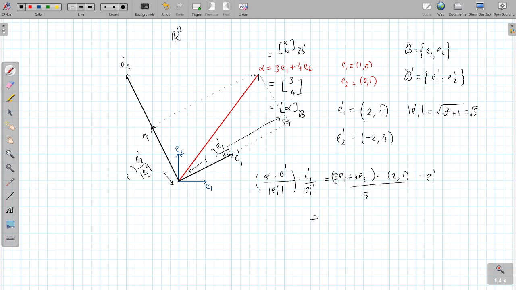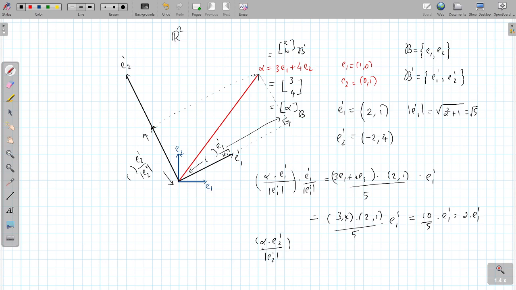So this is equal to, when you write 3 times e1 plus 4 times e2, that is (3, 4) dot (2, 1), divided by 5, times e1 prime. This is the vector, and you can write it as 6 plus 4, 10 by 5, times e1 prime, that is equal to 2 e1 prime, that is this vector. Now similarly you can find alpha dot e2 prime divided by modulus of e2 prime.